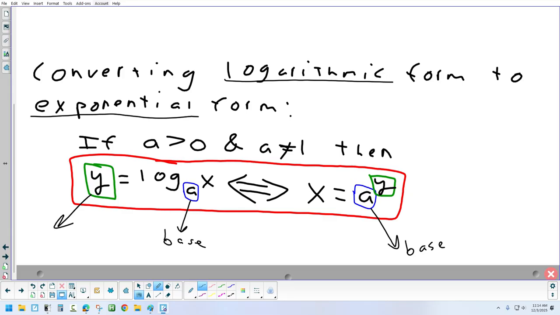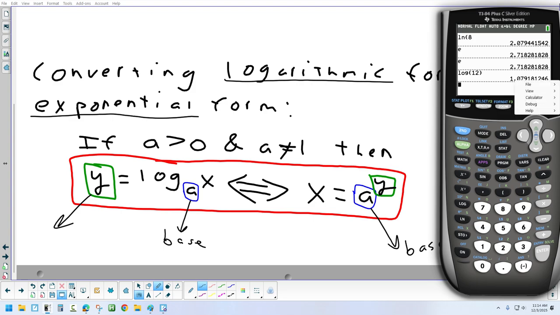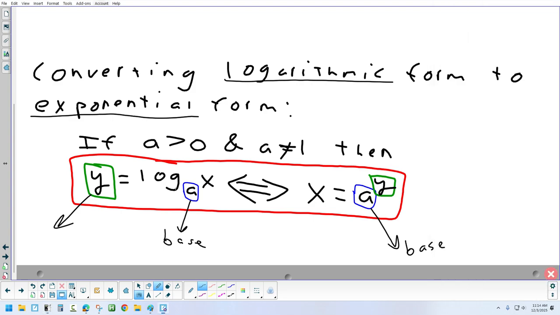Let's look at the y. So I told you earlier, when you type in log, I think I did 12, and you hit enter, you get a number. This number is a what? It's an exponent. So logarithms are always equal to an exponent. Logarithms equal exponents. That's why when you rewrite it in the other form, this becomes the exponent.